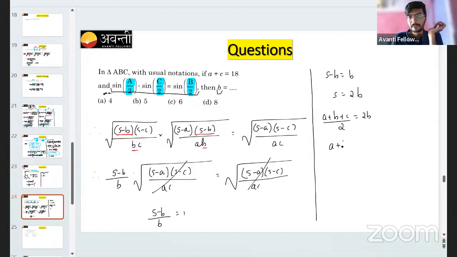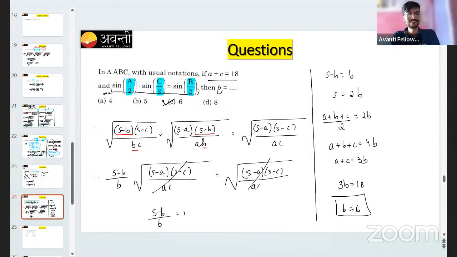That means a plus b plus c is equals to 4b. And a plus c is equals to 3b. A plus c, the value is given, it is 18. So 3b is equals to 18. That means b is equals to 6. Is option C. Got it?